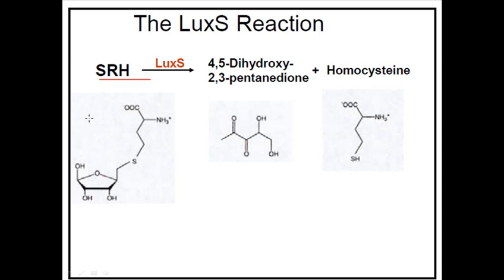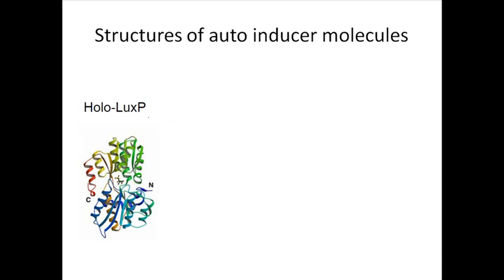In this case this is converted by LuxS into DPD and homocysteine. Normally DPD is present in this form, but many times it can be formed in other forms, so there is an equilibrium. This equilibrium is so rapid that it's very difficult to snap the structure via the available techniques of molecular structure determination. After many years of research, we finally crystallized the structure of this molecule.